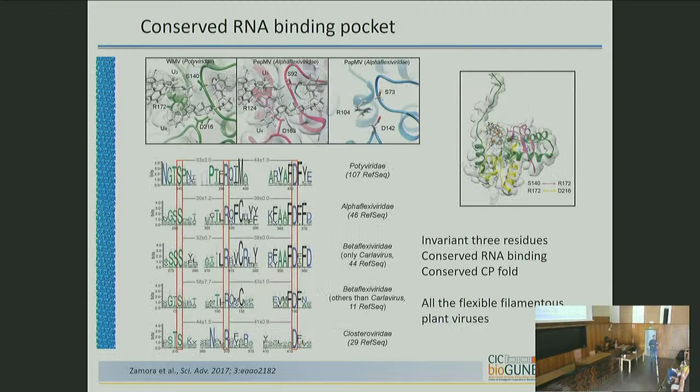So what we did, as I said, when you align by sequence the nucleoprotein of different families, you don't get anything. But what we did was calculate the consensus sequence within each family and then compare them. And you can see that there are 3 residues that are really conserved. And even the signature here of the hydrophobic residues around, they change, but they are also present. So of course, the idea is that this RNA binding pocket is conserved, and probably the other 2 families that we have not worked with, Betaflexiviridae and Closteroviridae, display exactly the same fold for the nucleoprotein.